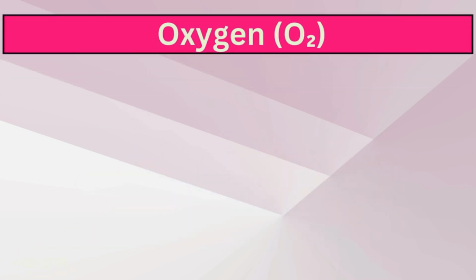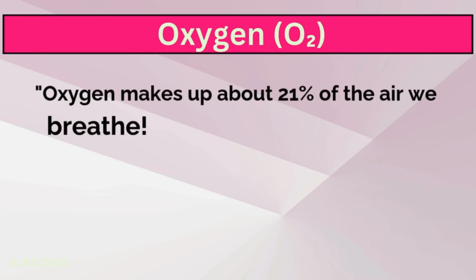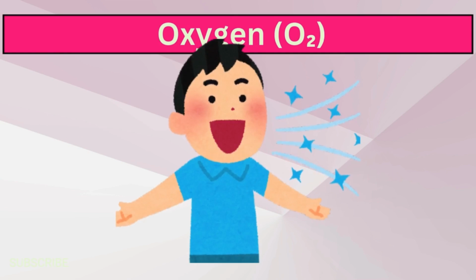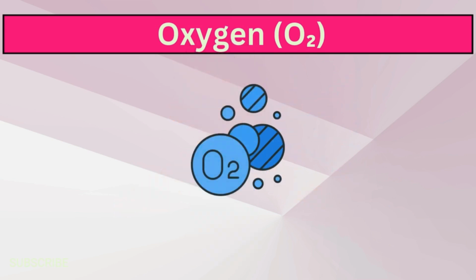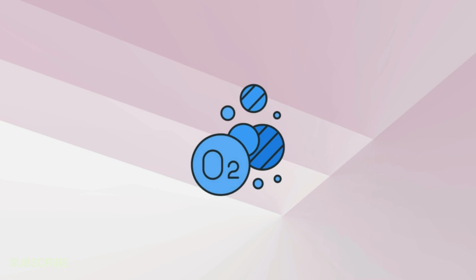Oxygen, O2. Oxygen makes up about 21% of air. We breathe in air. Its formula is O2. It means that each molecule of O2 consists of 2 oxygen atoms.